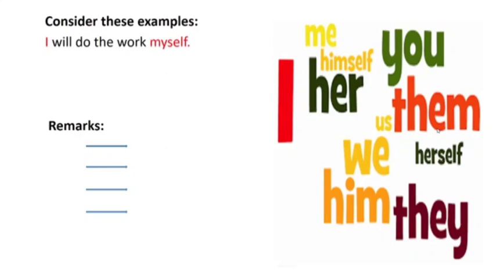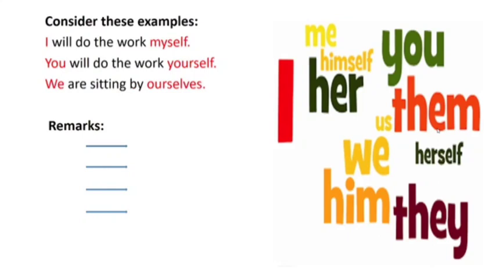Let's see another example. You will do the work yourself. And see the pattern. Let's see number 3. We are sitting by ourselves. Any remarks? Let's see number 4. They bring the coffee themselves. The first two, you have singular, so myself, yourself. But second set of sentence, we are, they bring, this is plural. So we have ourselves and themselves.